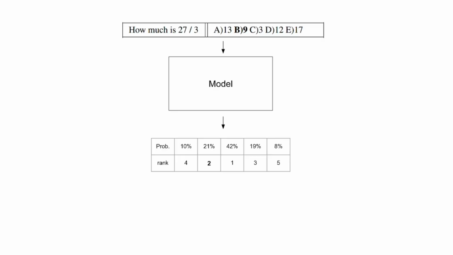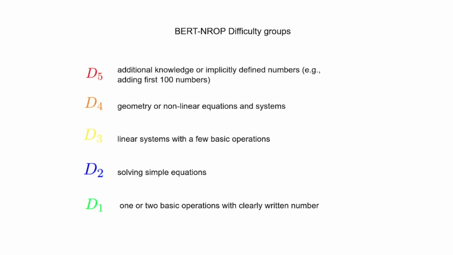To better understand the model's performance, we check which questions are difficult for the model. We categorize questions by their difficulty for BERT NROP and BERT. To estimate a question's difficulty, we have ranked the candidate answers according to the model's uncertainties. For instance, if the correct answer has the second largest probability, we assign to that question difficulty 2. With that method, we group questions into 5 difficulty categories, from the easiest D1 to the hardest D5.